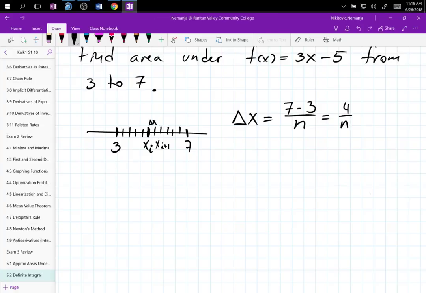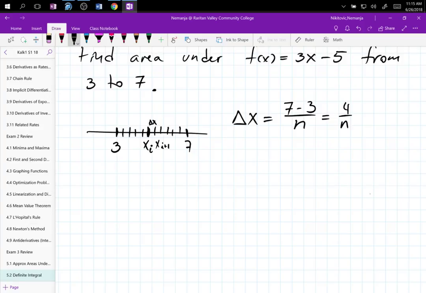Now if you pick n to be 4, then your delta x is 1. If you pick n to be 8, it's 1/2. If you pick n to be 13, then it's 4/13, right? So it could be anything. You can pick any number for that. So now we have that, and then we are moving on to the next part, which is this xi.